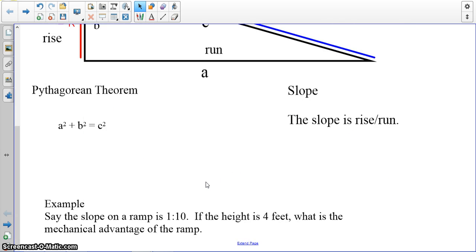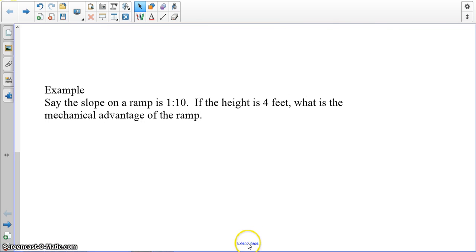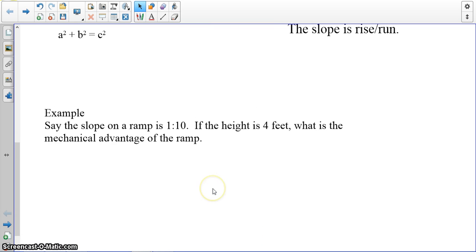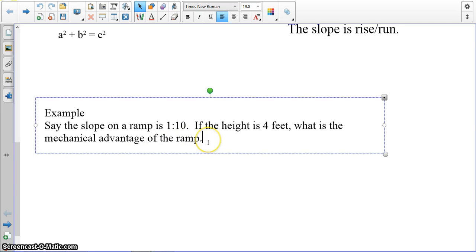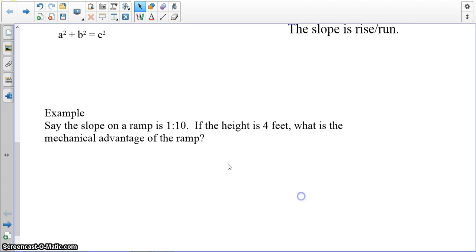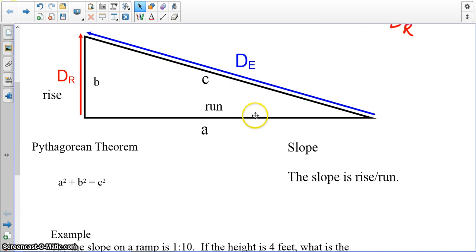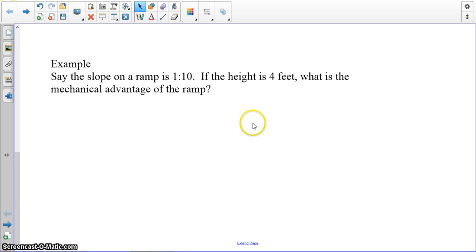So let's walk through an example, and then that'll be that. Okay. So say you have a ramp that is 1 to 10. If the height is 4 feet, what is the mechanical advantage of the ramp? And that is a question, and I didn't include it. How embarrassing. So first thing is, actually I can bring down, let me bring this sucker down. Copy, paste.